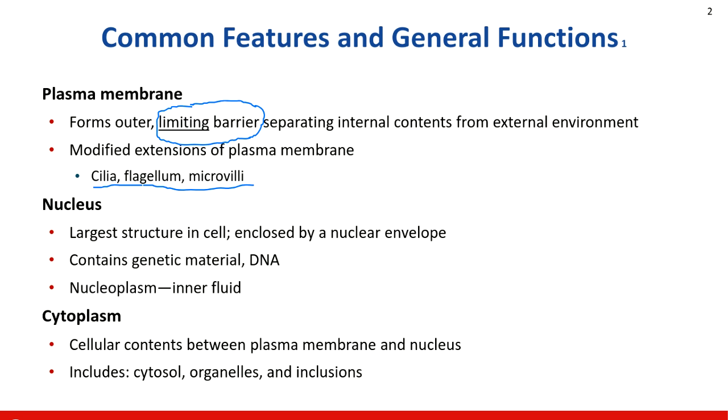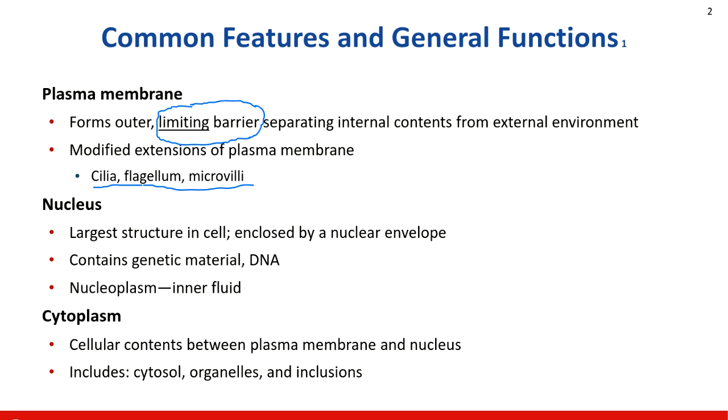The flagellum is much larger than the cilia. It's like a little tail, bigger, thicker, longer, and it propels the cell. It moves the cell. There's only one cell in the human body that has a flagellum, and that's the human sperm. No other cell has a flagellum except for the human sperm. You should know that because I've seen that asked on tests.